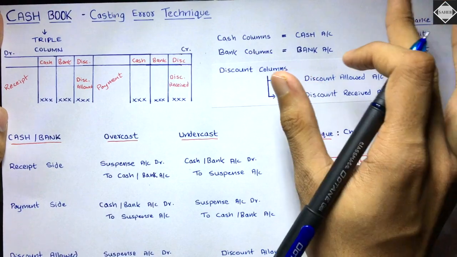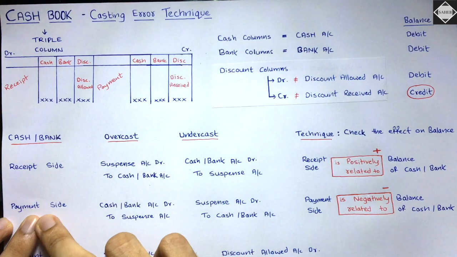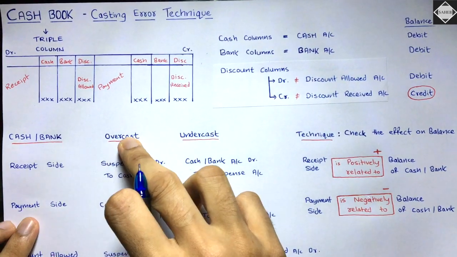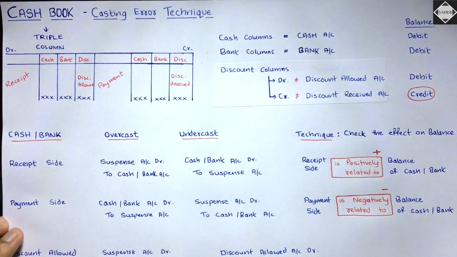Yes. So whenever the question says, listen carefully, whenever the question says the payment side is overcasted by 100 rupees, or the payment side is overcasted by 500 rupees, you have to see the effect of it.